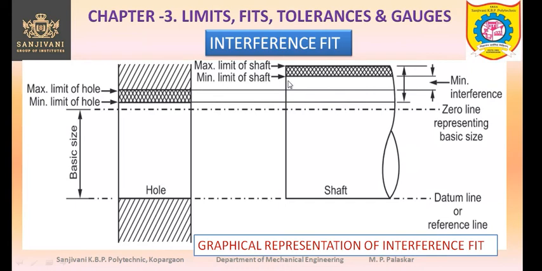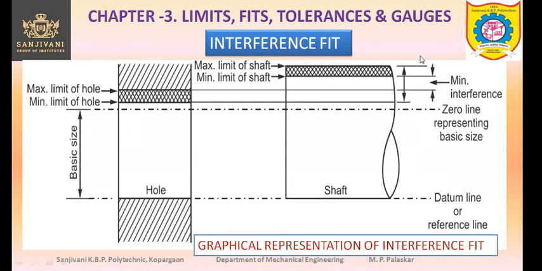Minimum interference will occur when the hole diameter is maximum and the shaft diameter is minimum. But when the shaft diameter is maximum and the hole diameter is minimum, then the interference will be maximum. So this is the maximum interference, this is the minimum interference, right? From here to here is the maximum interference. From here to here is the minimum interference.